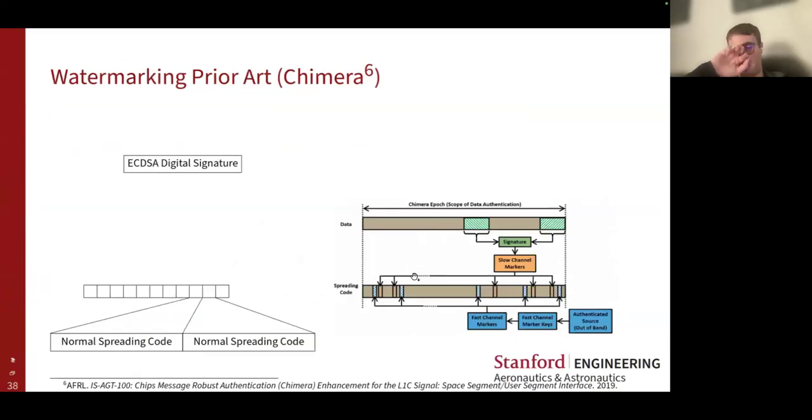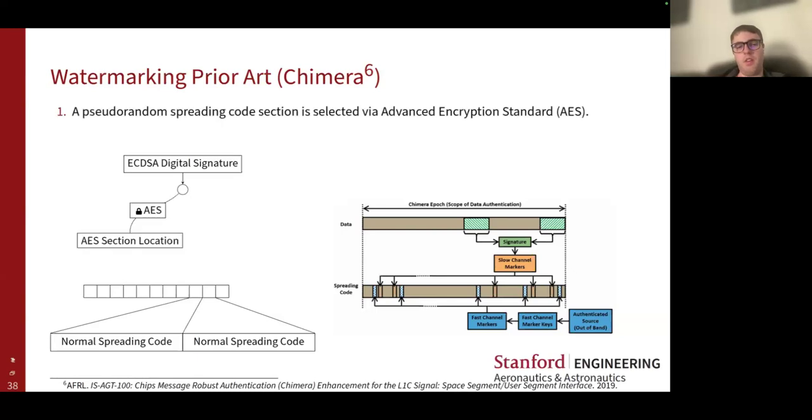So first, let's examine Chimera's watermark. Chimera has navigation message authentication, and inside there they'll have signatures. Right now the proposal is ECDSA, but they might be switching to another protocol soon. We'll take the ECDSA signature and compute a hash of that. That's what the circle represents. So now we've just got an integer, and from that integer we're going to derive a location on the spreading code. AES is called the Advanced Encryption Standard, and I can use it as a sort of random number function.